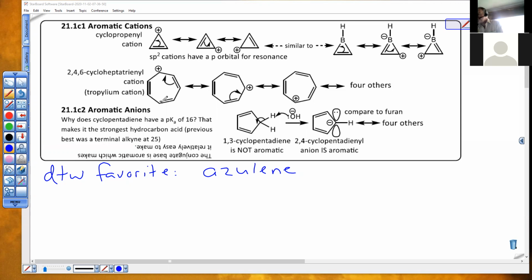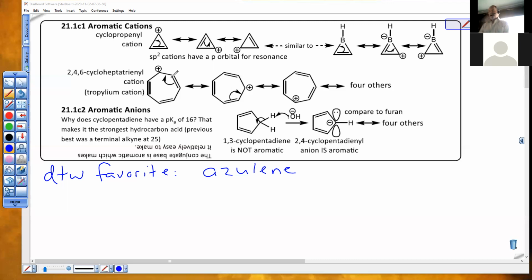And 7 resonance forms. Does it follow all the rules of aromaticity? It sure does. We have 2, 4, 6 pi electrons. We have 7 atoms, all with p orbitals that can resonate in a circle. And I think in a nutshell, that covers everything.